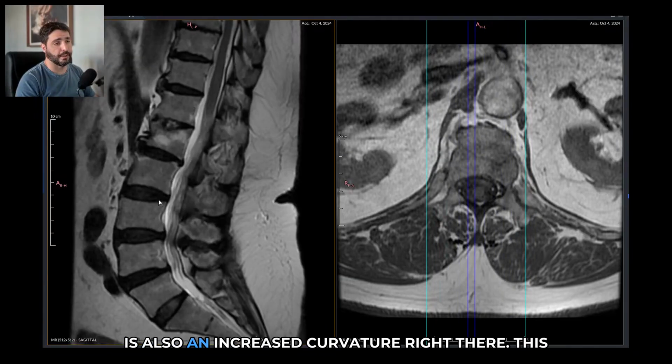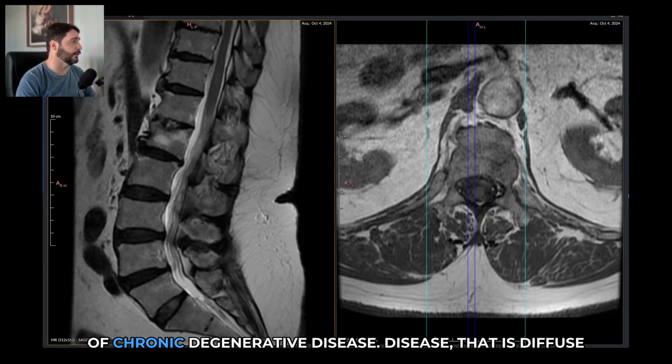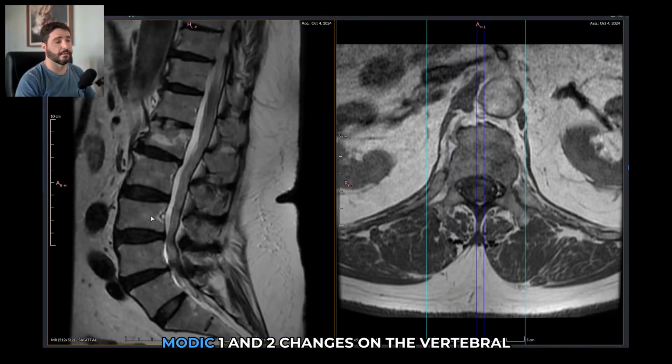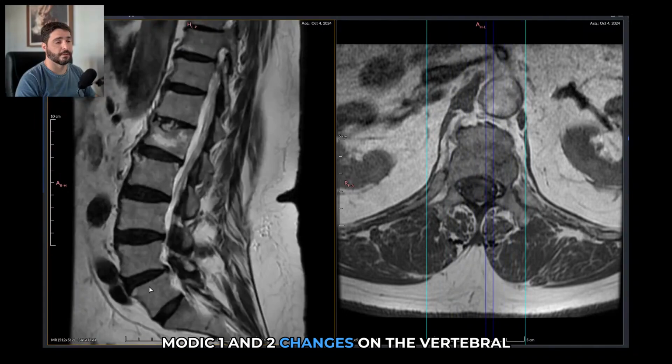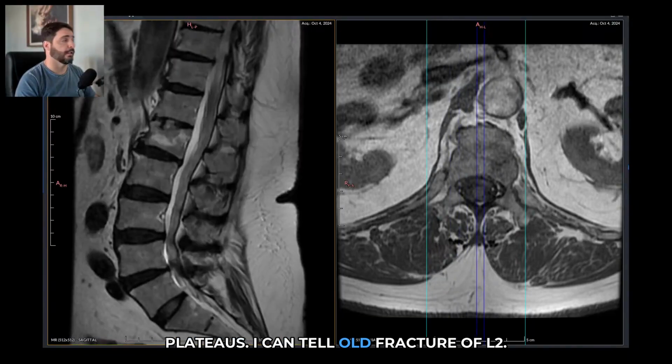So there is also an increased curvature right there. This lordosis is increased, which is also a sign of chronic degenerative disease. There is diffuse Modic 1 and 2 changes on the vertebral plateaus. I can tell an old fracture of L2. This is 3, 4 and 5.